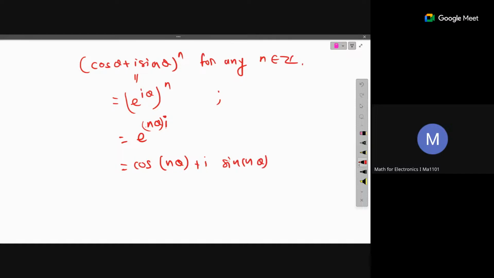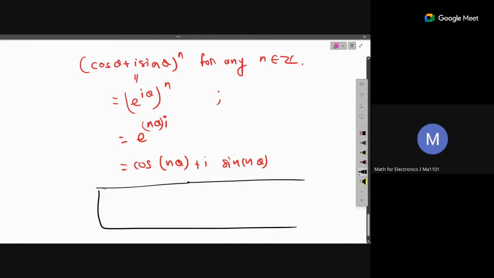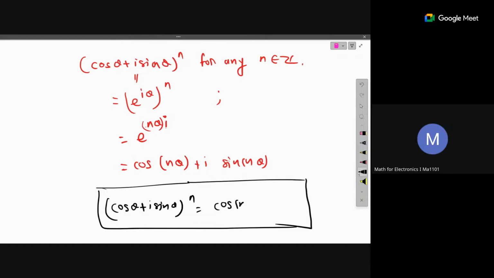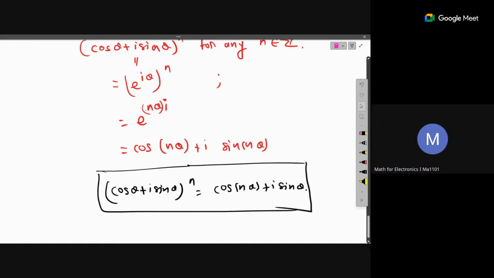So this seems like a very simple formula, but it is of tremendous use, which is that we can find out the root, or nth root, of any number. No matter whatever the number we have, we can find out the nth root of that number. So the formula becomes: (cos theta plus iota sine theta) to the power n is equal to cos n theta plus iota sine n theta. This is also known as De Moivre's formula, if you guys remember that.